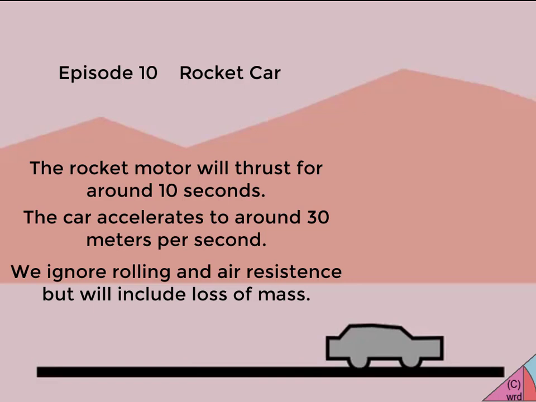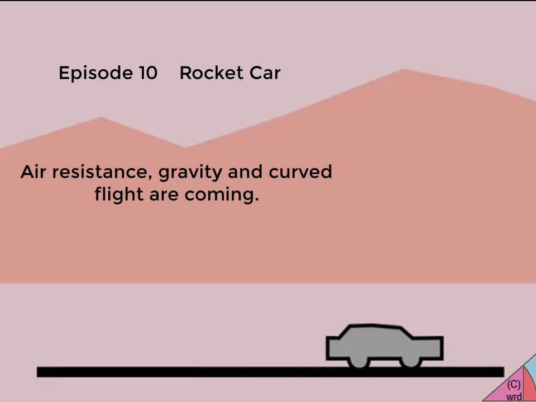But on our second run of the rocket car, we will include loss of mass for the whole car and rider as we dispense thrust. Over the next couple of episodes, we will bring air resistance, gravity and curved flight into our motion problems.